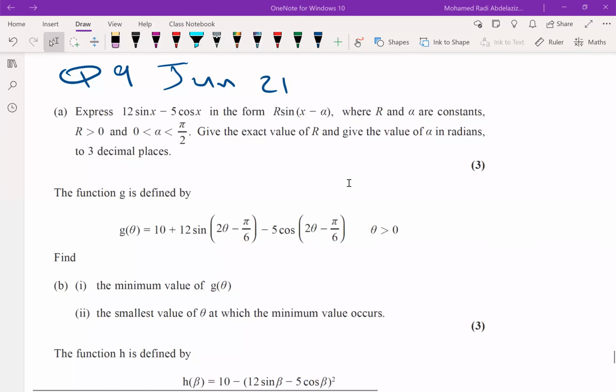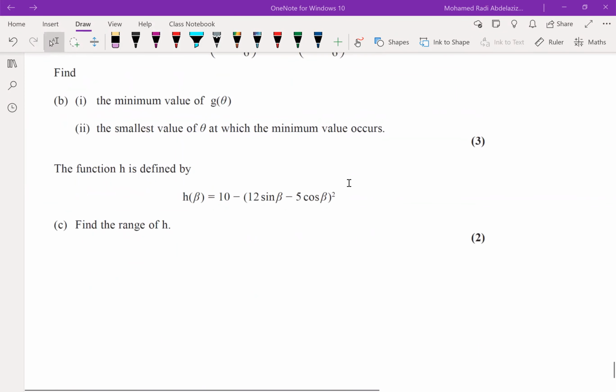Hi guys, in this tutorial I'm going to solve question number 9, June 21. It's given 12 sine x minus 5 cosine x in the form of r sine (x minus alpha). Part A.